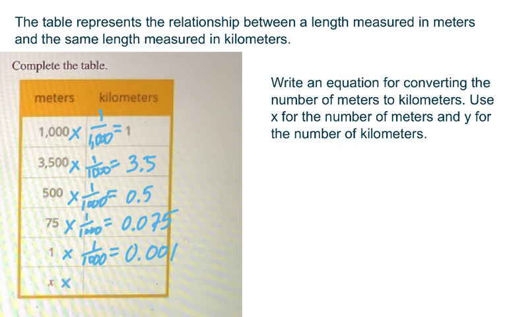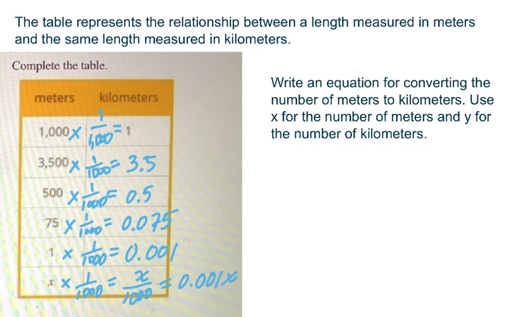When we get to the general form on the bottom, we're going to be doing the same thing. X times 1/1000 equals, we can look at this a few ways. We can say X over 1,000 or 0.001 times X, which is 1/1000th times X.